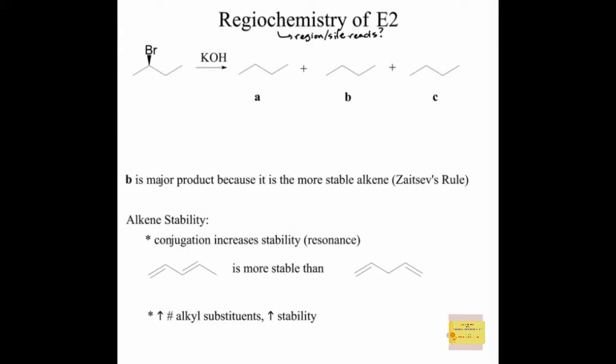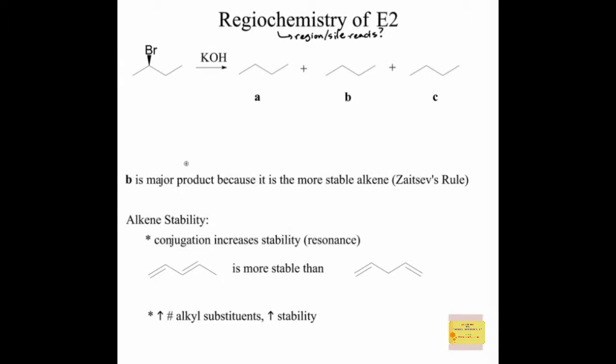Here we have an alkyl halide. We see our leaving group. We treat it with a strong base. Let's say we want to do an E2 elimination. Actually, I think there's more than one possibility here. So let's consider both possibilities.